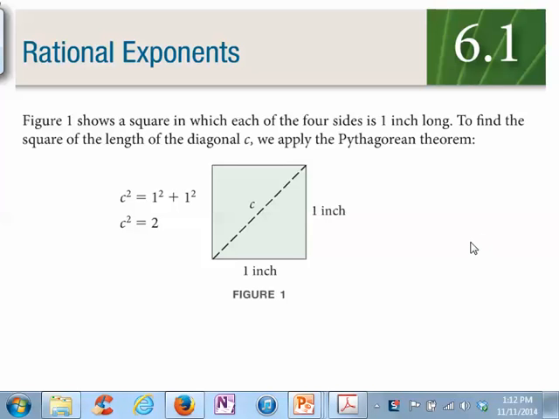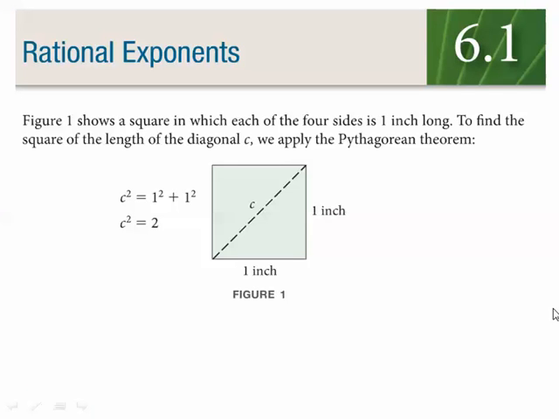Alright, starting off chapter 6 here. Chapter 6 is called rational exponents and roots. And this is another really important type of function that we're going to deal with here. Where it comes from is the use of the Pythagorean theorem.